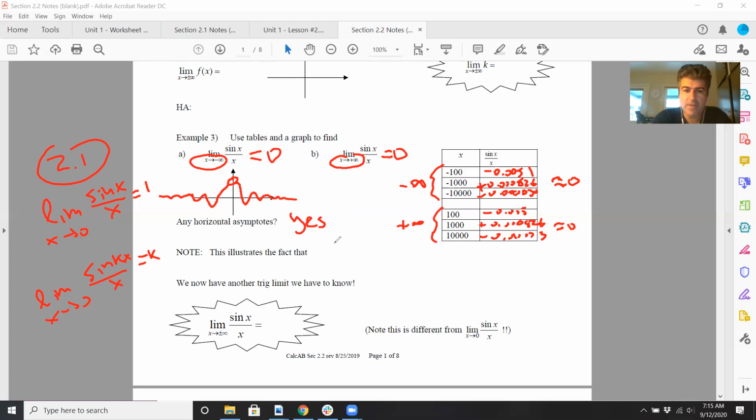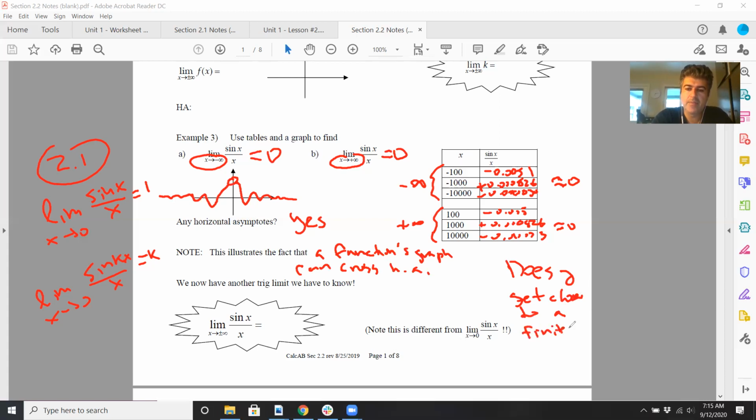So the fact illustrates that a function's graph can cross the horizontal asymptote. That's totally okay. It's all about approach. It's all about, does y get closer and closer to a certain number? So basically, this is what we're trying to answer. Does y get closer to a finite number as x approaches positive or negative infinity? That's what we're trying to answer here.